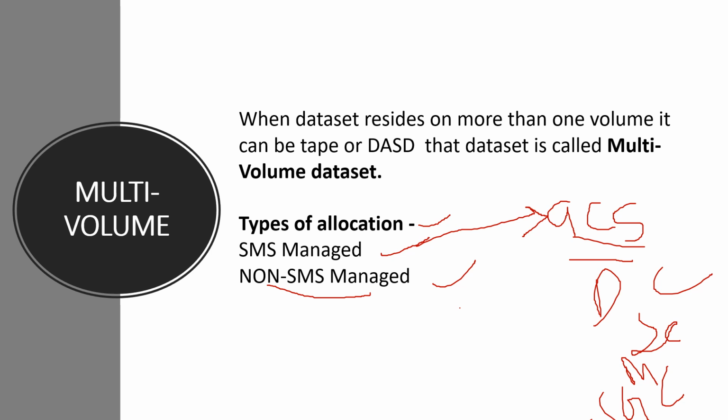If you guys require a clear session on ACS routines, how data class works, how storage class works, how management class and storage group work, I can make another video on this topic in depth. But now, as per multi-volume datasets, there are two types of allocations. One is SMS managed, where automatically as per the ACS rules you will get allocated the multi-volume dataset, and the other is non-SMS managed, where you have to manually give the volume names and how many volumes you need, everything.